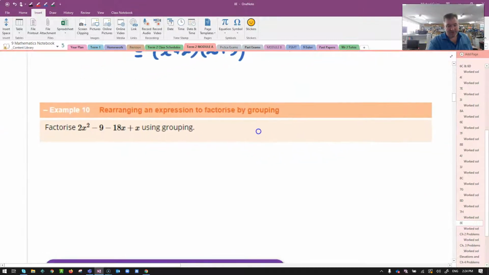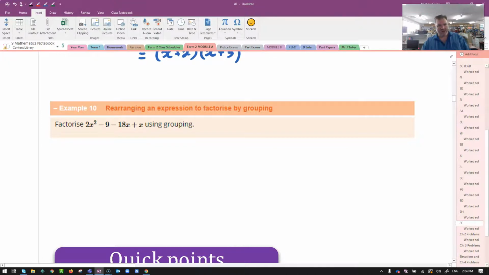Rearranging an expression to factorize by grouping. Here, if I attempt to do factorizing by grouping, I'm going to get 2x squared minus 9. There's nothing really common there. Minus 18x minus x. I can take an x out, but it's not going to work very well. So sometimes, every now and then, you need to rearrange this. I'm going to rearrange it by just popping my negative 9 to the end.